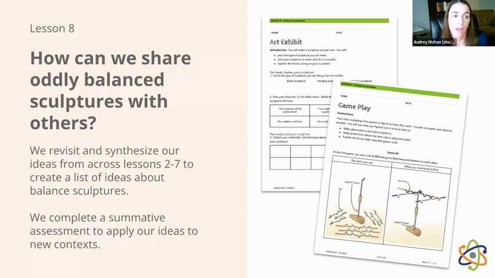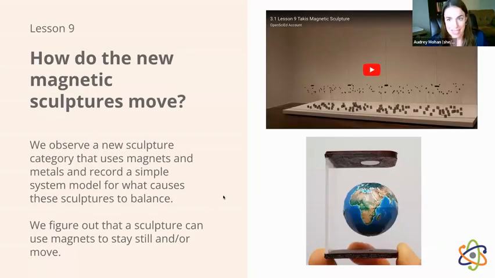So those are 2 different options. We don't expect you to do both assessments in lesson 8. Just choose one that feels good for your students and that you have time for. Okay, so now we're going to transition to lesson 9.